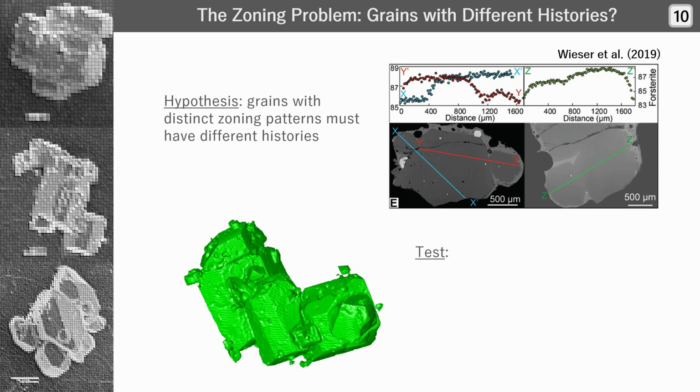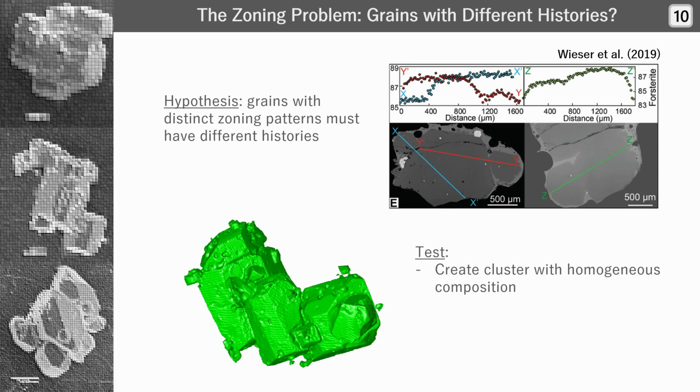So what about zoning patterns? As we mentioned earlier, the presence of apparently different zoning histories within clusters has often been described as a symptom of aggregation because it marks distinct crystal histories that later came together. So this is another set of profiles from a more recent paper by Wieser et al. And we wanted to test whether this assumption held. So we took our scanned 3D olivine cluster model to carry out numerical zoning models.